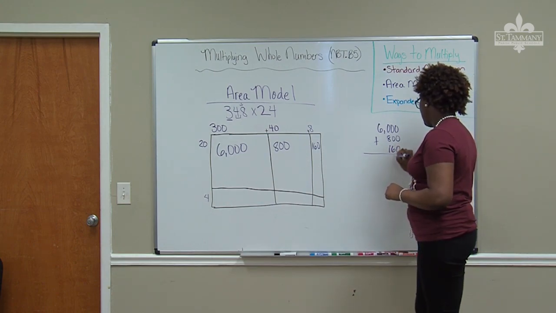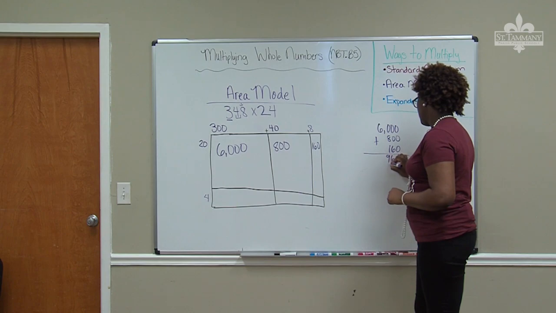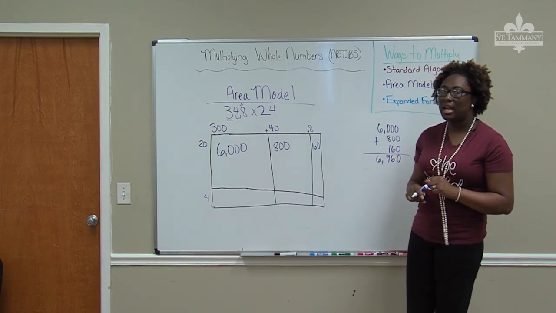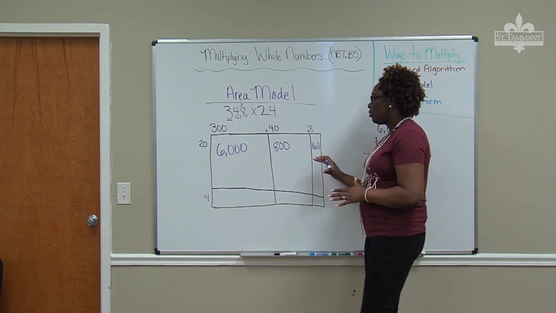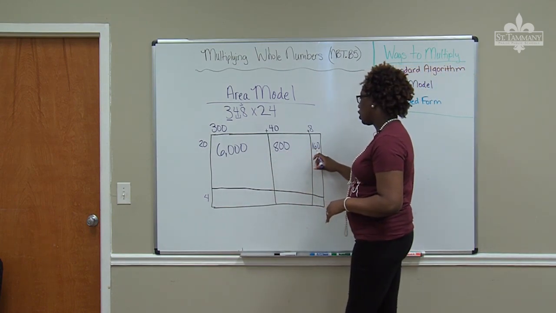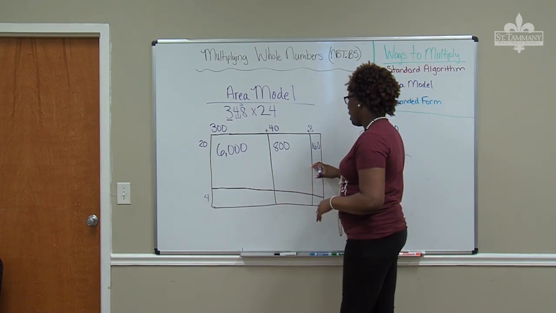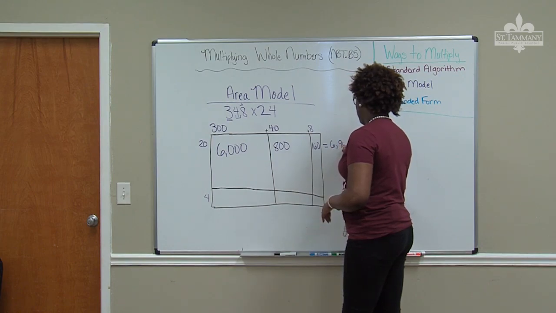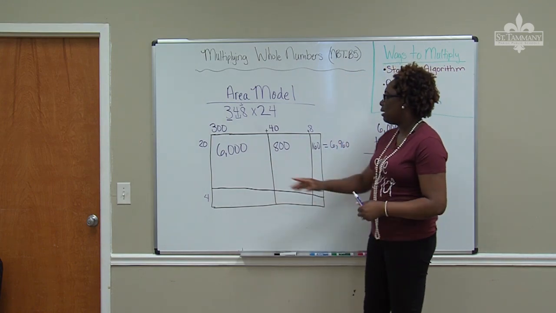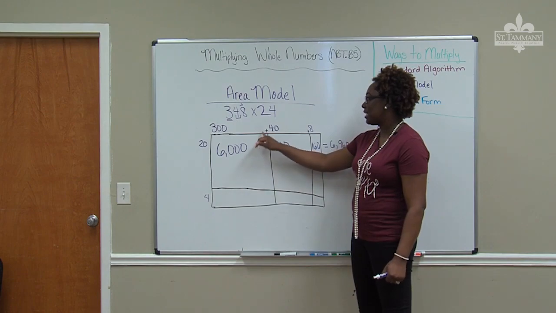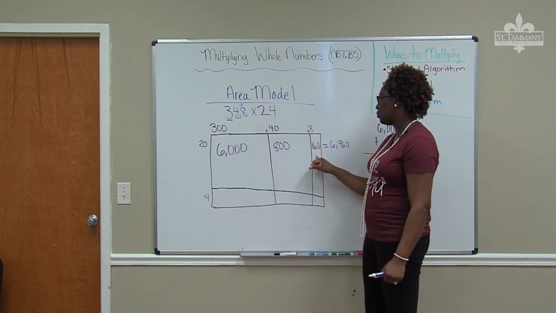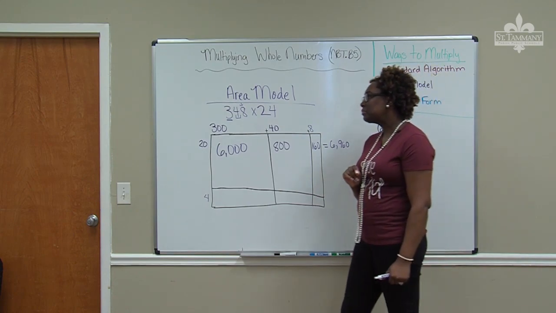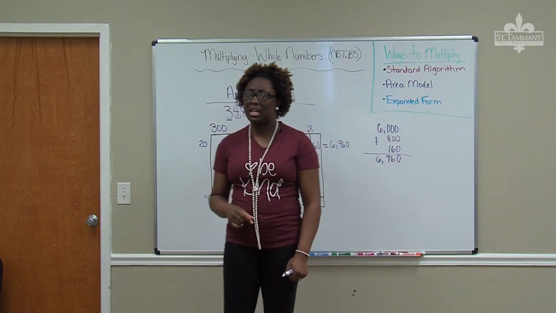When I begin to add it up, I make sure I line everything up nice and neat. What do I get here? 6,960. With the area model, once I get the total of these products, I'm going to come out to the side and write it here: 6,960. Why? Because when I take 6,000, add it to 800, and then add it to 160, I get 6,960.